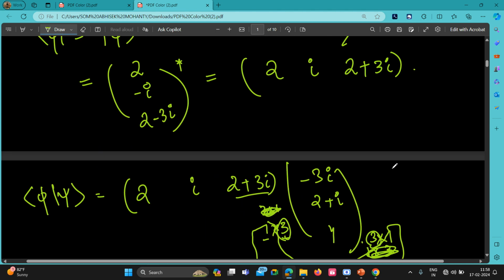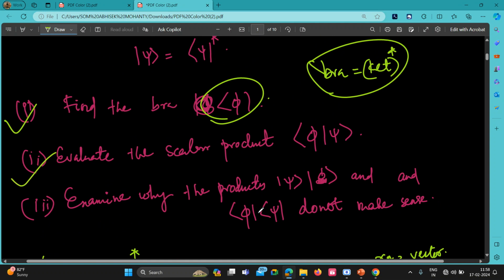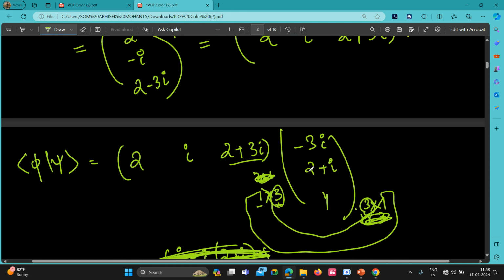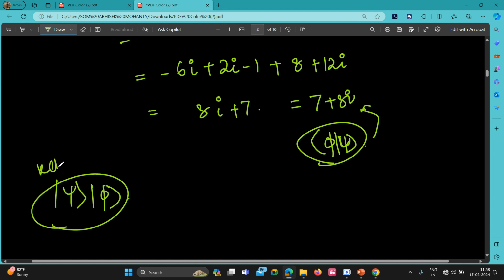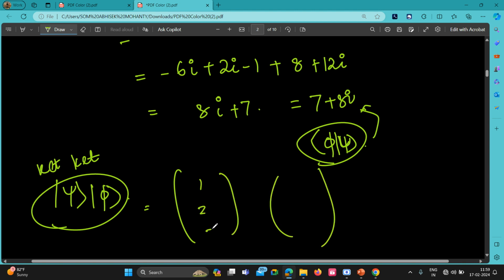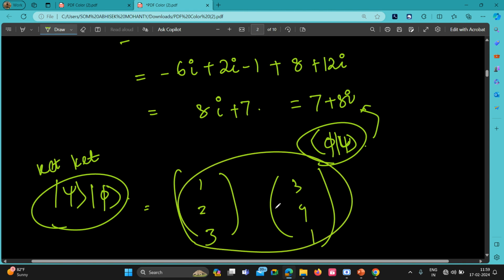Okay. The final question in this number 1 is, examine why the products ket psi ket phi, and this do not make sense. Okay, why they don't make sense? See, first of all, these are two ket vectors. If you see two ket vectors, they will be column vectors. Suppose anything: 1, 2, 3 and 3, 4, 1. How can we multiply them? Because this is your 3 by 1, and this is your 3 by 1.